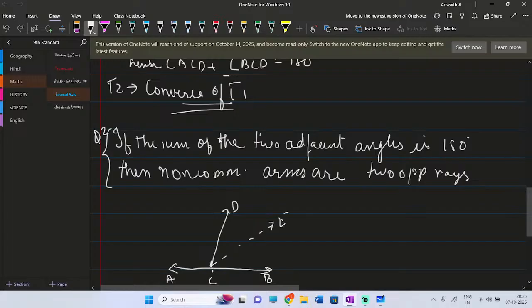Because of the sum of two adjacent angles. Two adjacent angles means common vertex, common arm. Sorry, they have the same common arm. Then two non-common arms on either side of the common arm.